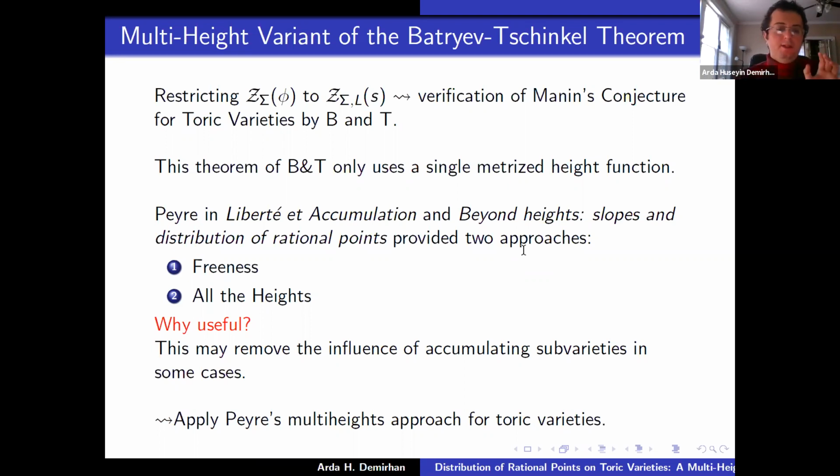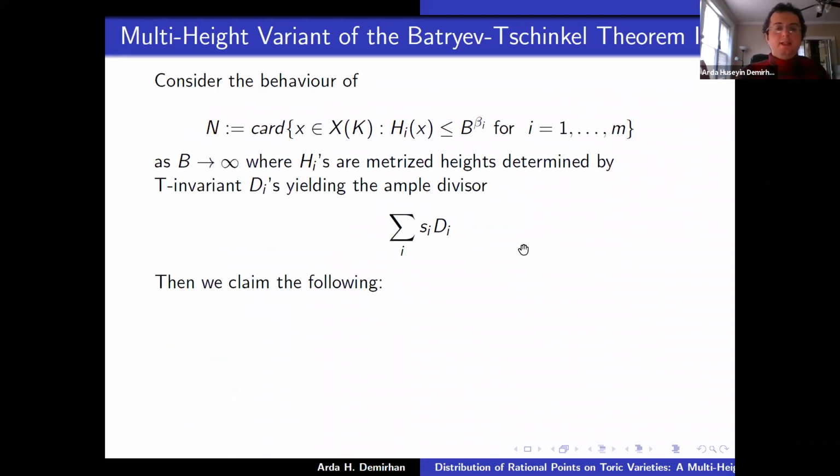So anyway, we'll be working on the all heights approach today. We'd like to examine the behavior of the growth function in the multi-height setup. More precisely, by considering all the metrized heights determined by T-invariant D_i yielding the ample divisor, the sum of s_i D_i, what we do is we count the number of k-rational points in some rectangular boxes as B goes to infinity.